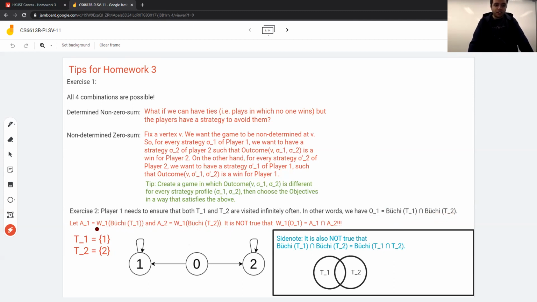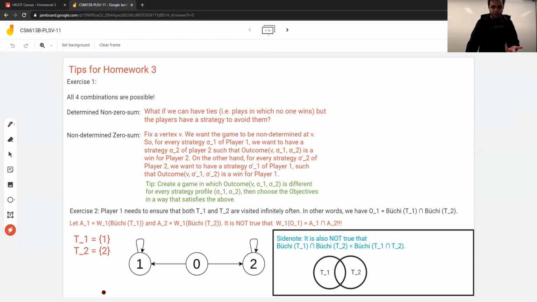Well, basically, if you are in the winning set for Büchi of T1, this means that you have a strategy that ensures the game visits T1 infinitely many times. And if you are here, it means you have a strategy that ensures the game visits T2 infinitely many times. But it doesn't mean that these strategies can actually combine, right?